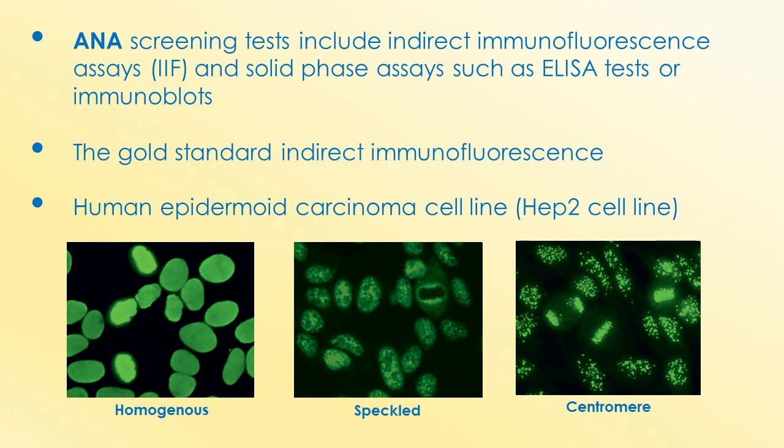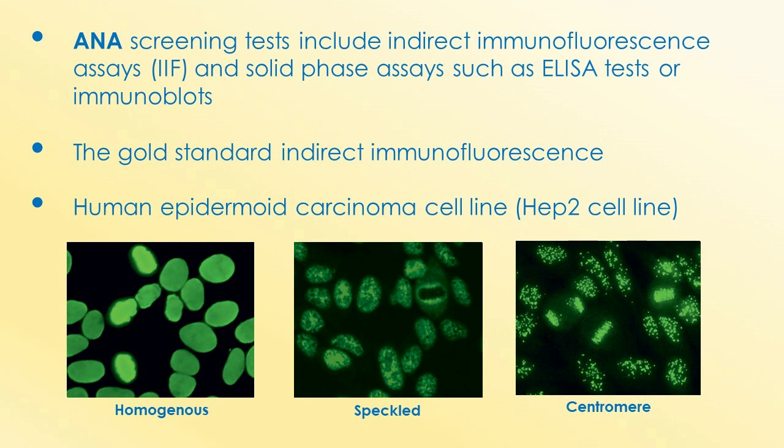Different ANA screening tests are available with associated pros and cons. These include immunofluorescence assays and solid phase assays such as ELISA test or immunoblots. The ANA test used at AMPATH is the reference method of choice and is an indirect immunofluorescence test using the human epidermoid carcinoma cell line, also known as the HEP2 cell line.